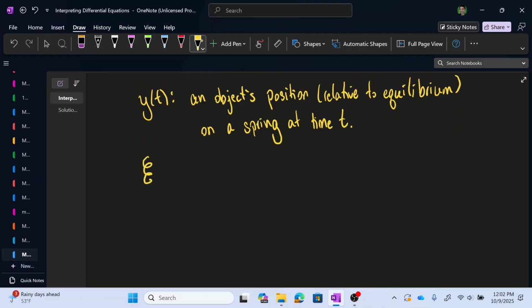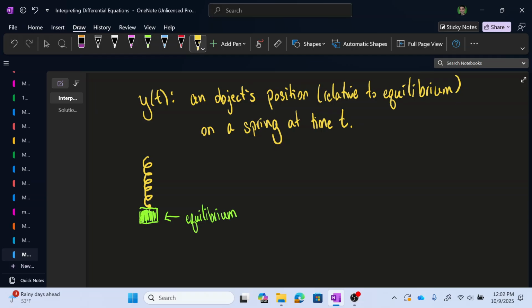That object's weight is going to pull the spring down to a certain position. And then, if left alone for a minute, the object will just stabilize and hang there at a certain level. And that position right here, where the object naturally hangs on the spring, is what I'm referring to as equilibrium position.